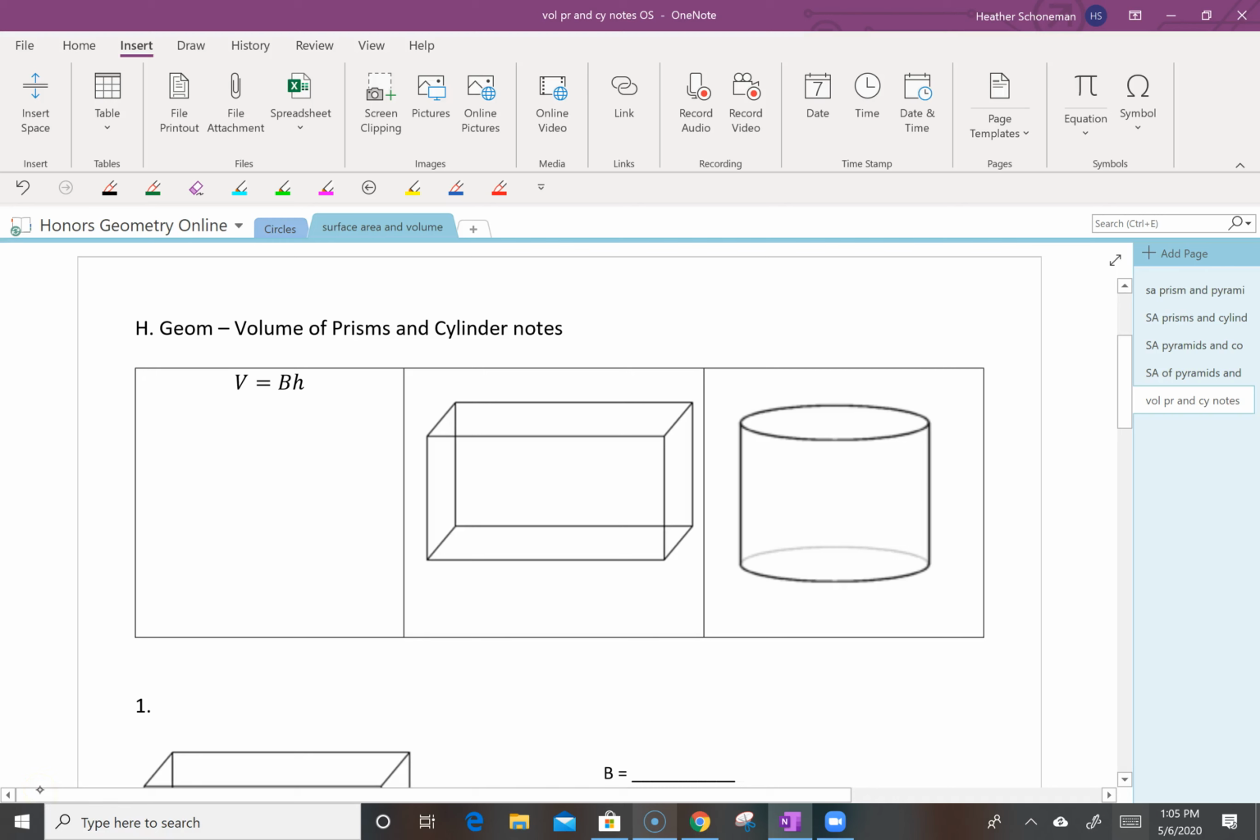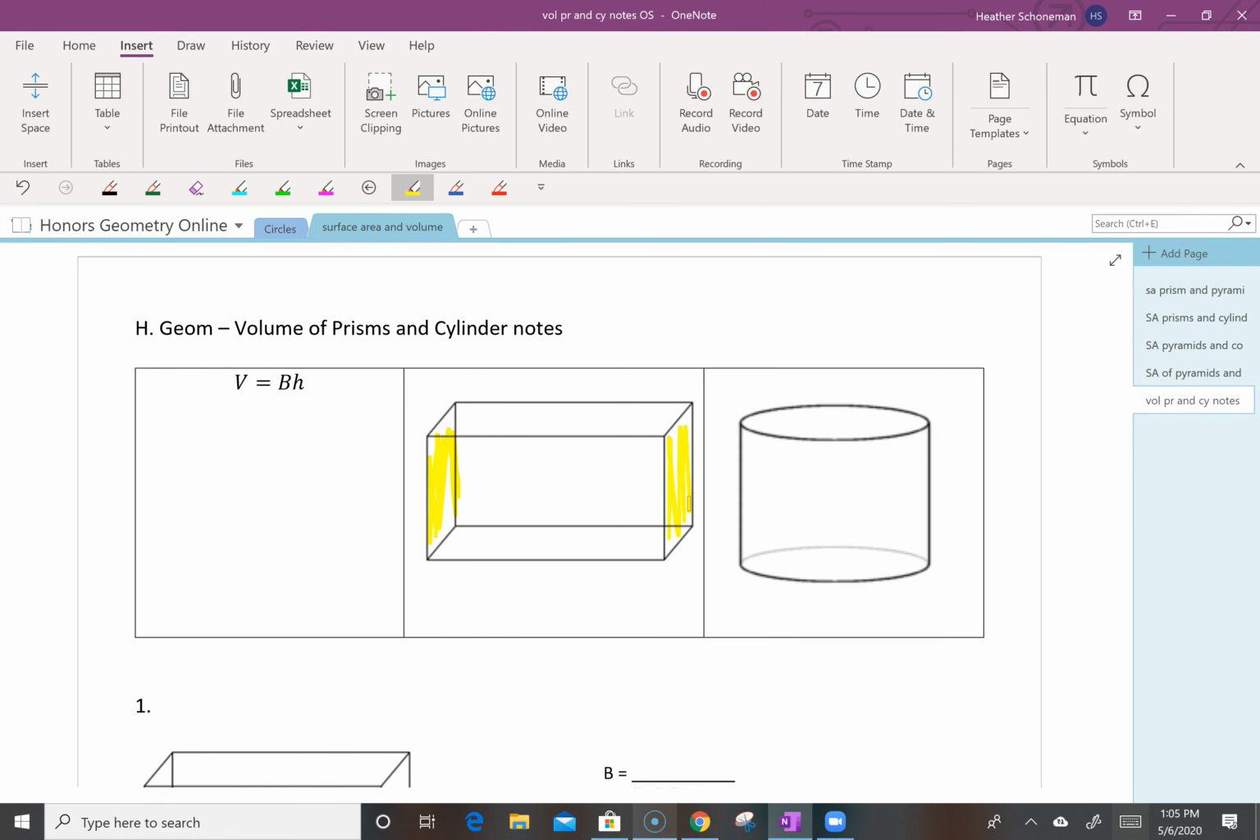Okay, today's lesson is about volume of prisms and cylinders, and we're putting prisms and cylinders together because they have two bases. So if we look at this prism right here, here's one base, here's another. Remember that bases and prisms are the exact same shape and they're parallel to each other.